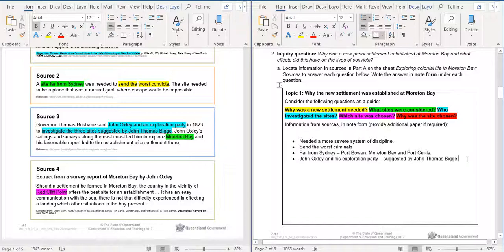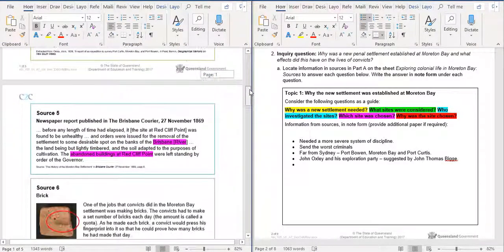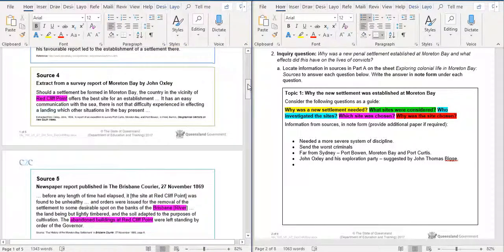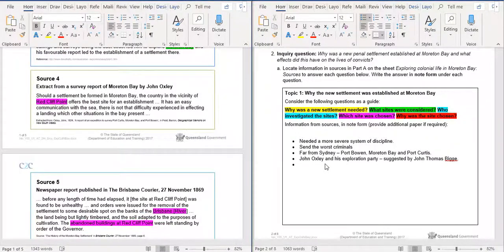Now the question: which site was chosen? We have our purple highlighting. I don't think we've got any in source 1. In source 4 and source 5, we have two lots of chosen sites in here. So we can see which site was chosen. Firstly, we had Redcliffe Point, and then secondly was the Brisbane River.